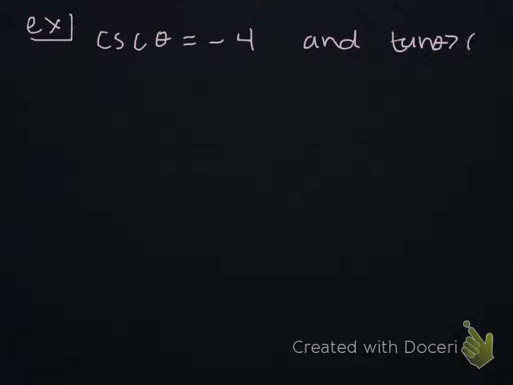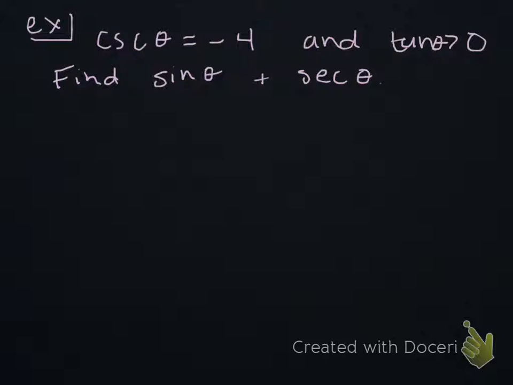The information that is given to you in this example is that we know cosecant of theta is equal to -4. And we know tangent of theta is greater than 0. And they want you to find sine and secant. So notice we're not starting with tangent, we're starting with a different trig function.